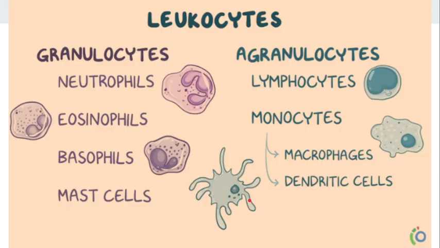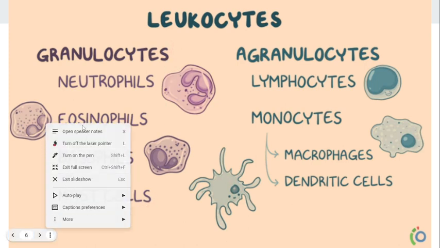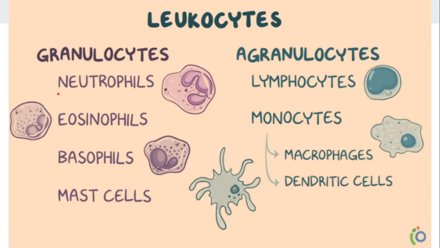Okay, so cells under inflammation, we have all these cells, but of course, the major cells here, under acute inflammation, are going to be the neutrophils. Then under chronic inflammation, they're going to be macrophages.